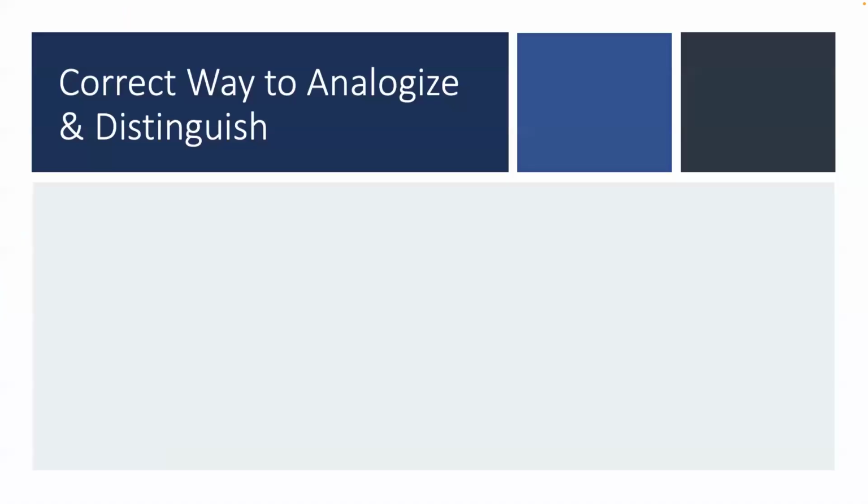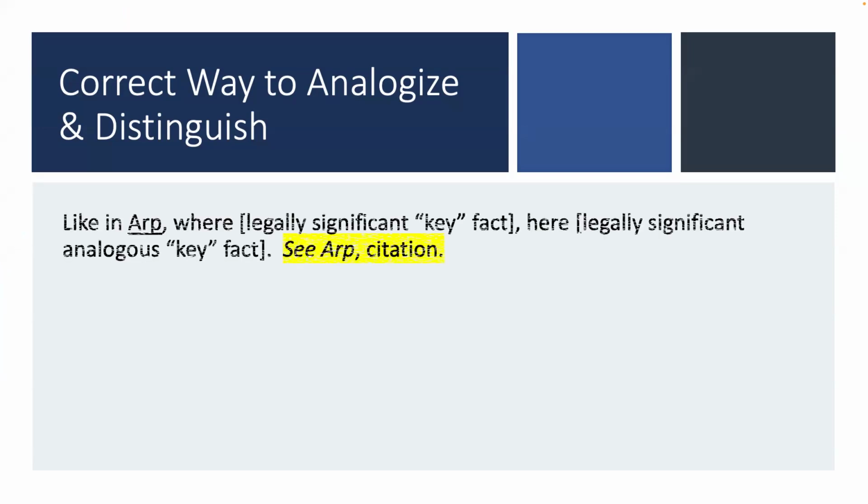So the correct way to analogize and distinguish is to do something comparable to this. Like in ARP, comma, now you give the legally significant fact from ARP that you want to highlight for the reader to remind them what ARP was about, comma, here, now give the analogous fact from your case to remind the reader how the cases are connected. Then you provide a citation.